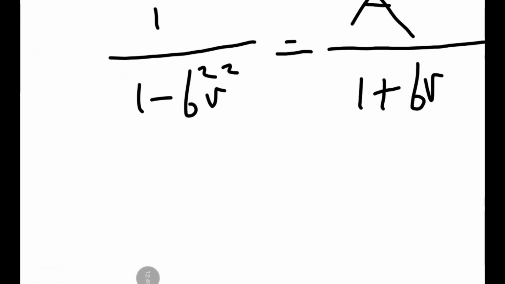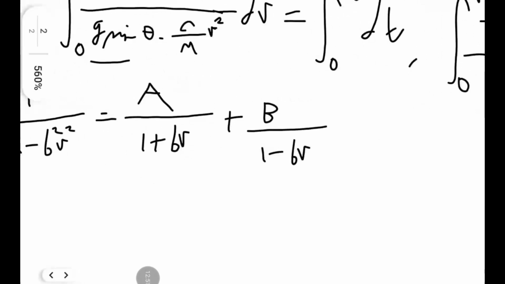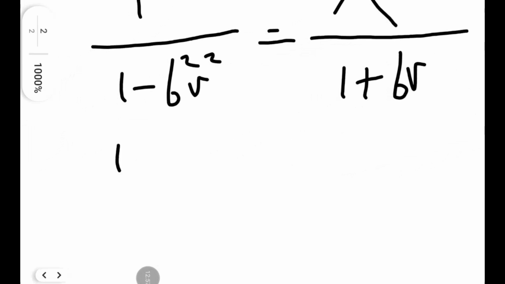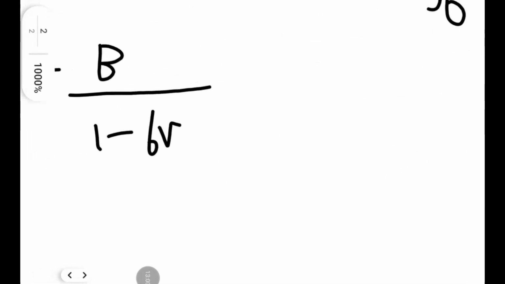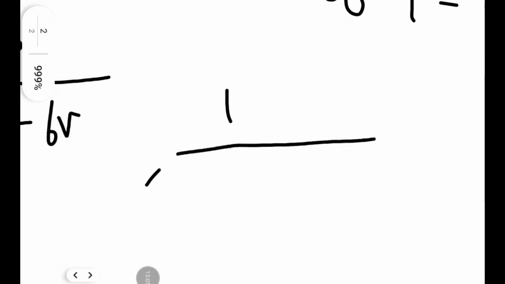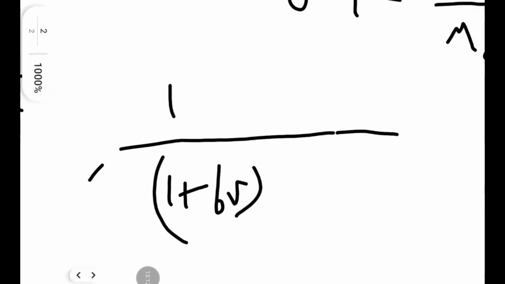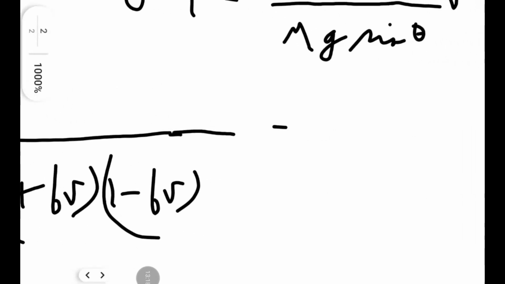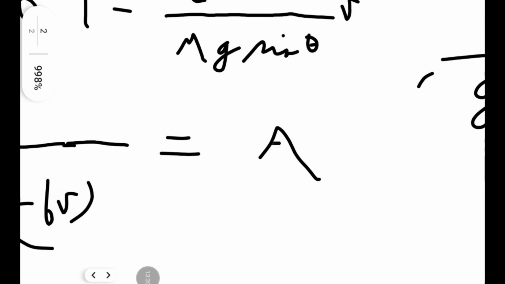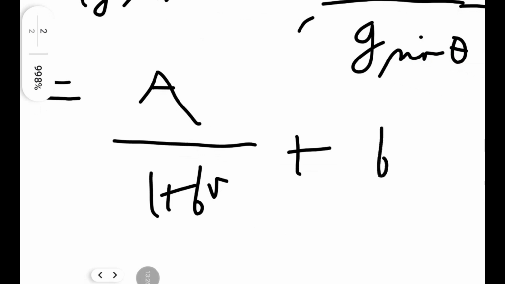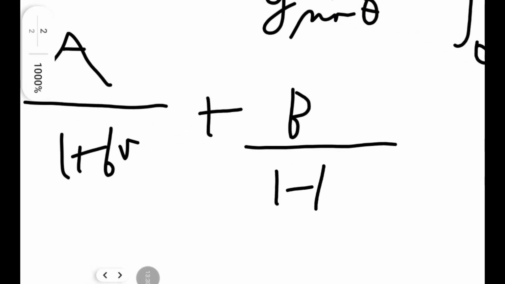So with that, what we're going to do, we're going to first of all put it in the right format. That can be rewritten as, I did jump a step there, that can be written as 1 over (1 plus bv)(1 minus bv) is equal to A over 1 plus bv plus B over 1 minus bv, I apologise, it's not very clear.